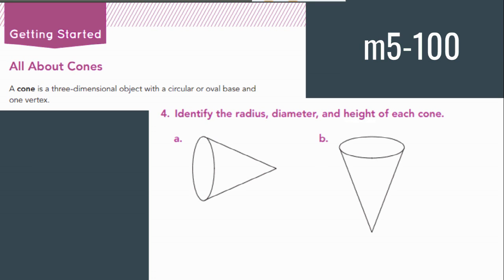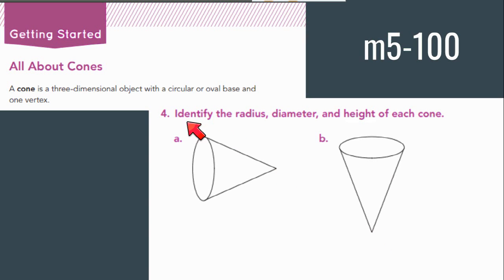All right, we're going to go to page M5-105, and at the top it says our definition for a cone, which we've already talked about a little bit. It says a cone is a 3D object with a circular or oval base and one vertex. One vertex means it has one point right here at the end. So it comes to a point right here and here.